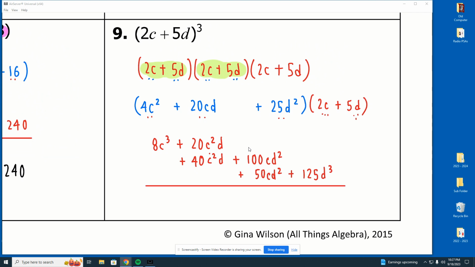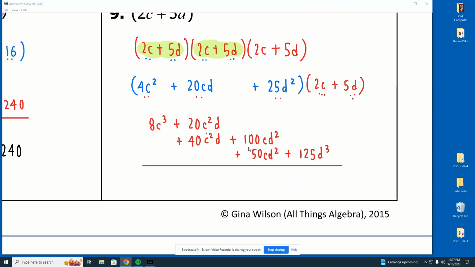So there it is, y'all. Now, I know that's got some challenges, but we simply multiplied. We were real careful to focus on our sign and our number and our variable. Now all we have to do is combine vertically. 8c cubed comes down. 20 plus 40 is 60 c squared d. 100 plus 50 is 150 cd squared, plus 125d cubed.